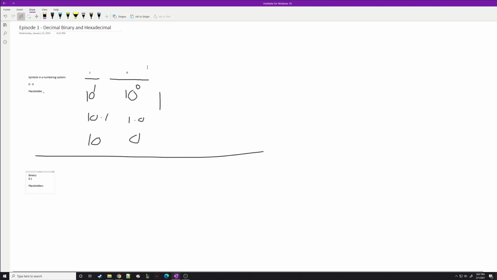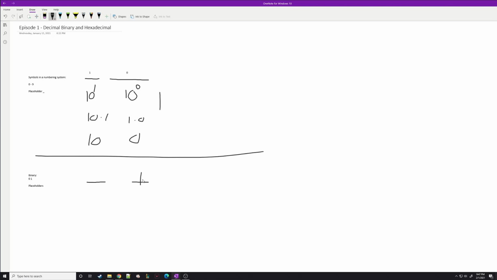We are going to use the same logic that we used up here for binary. So what I'm going to do is draw out a couple of placeholders. Bam. And what we're going to do here is say, what is the maximum value that I can put in a single placeholder with the binary number system? Well, the minimum is 0. So the maximum must be 1 because that's all that we have.